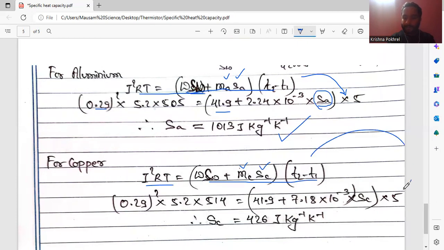Now for a 5 degree rise in temperature, what time is required? 505 second was required to raise the temperature by 5 degrees in aluminium. For raising 5 degrees in copper, we need 514 second. 514 second means some minutes, some seconds. That gives the specific capacity of copper. With this, we have completed this experiment.